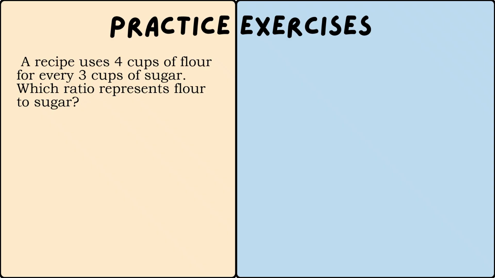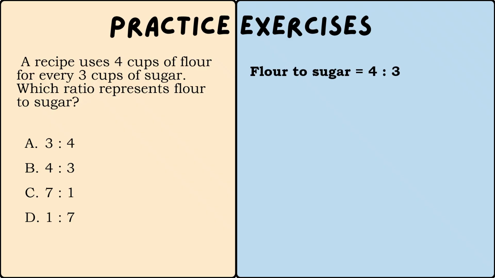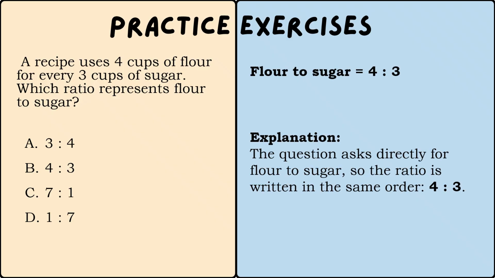A recipe uses 4 cups of flour for every 3 cups of sugar. Which ratio represents flour to sugar? A. 3 is to 4, B. 4 is to 3, C. 7 is to 1, or D. 1 is to 7. What do you think the answer? Alright, flour to sugar is 4 is to 3. The question asks directly for flour to sugar. So the ratio is written in the same order, 4 is to 3. And this is in simplest form. So our answer is letter B.